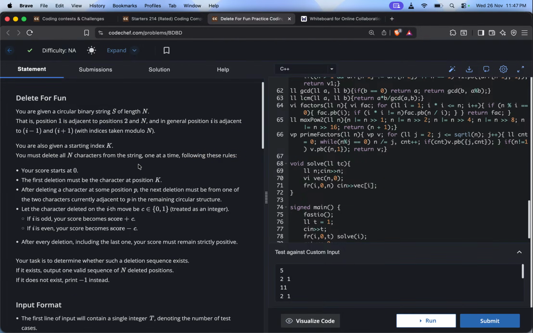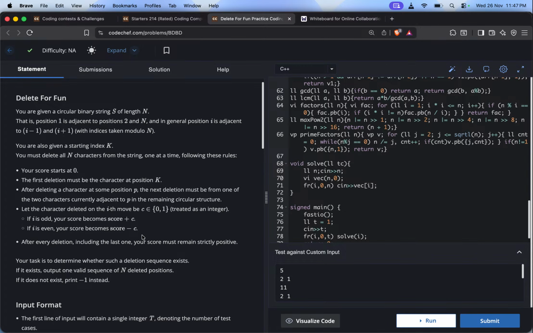You must delete all n characters from the string one at a time, following these rules. Your score starts at 0. The first deletion must be character k. After deleting a character at some position p, the next deletion must be one of the two characters that are currently adjacent to p in the remaining circular structure.